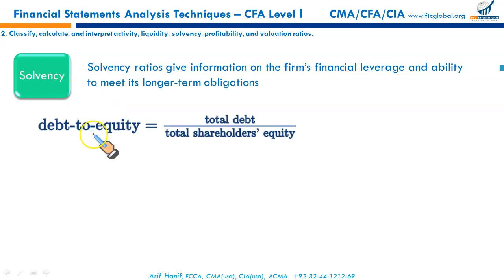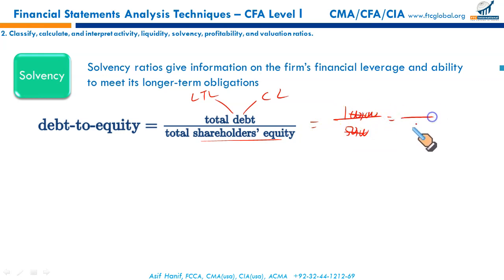The first ratio is debt to equity. Total debt, including current liabilities and long-term liabilities, is what fraction of stockholders' equity. Let's say your total debt is $100,000 and equity is 50. What does it tell me? For every $1 invested by the stockholders, debt is $2, indicating a problem for the stockholders. For every $1 he has invested, the company has $2 of debt. There is a higher financial risk in this case.